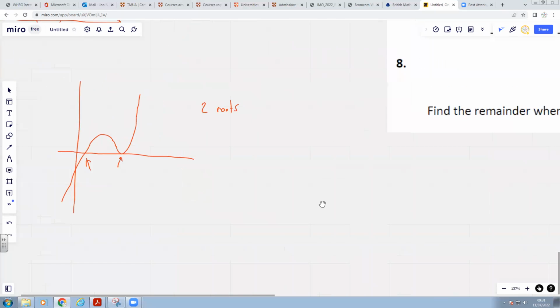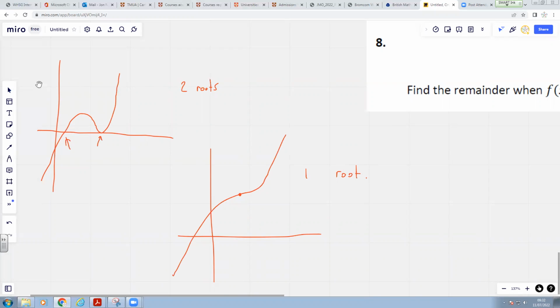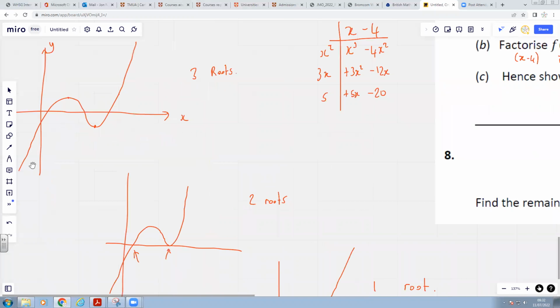And it could have one root in two different ways, really. It could have no turning points, or it could have two turning points. But it could have one root. It could do something like this, or it could do something like this. You sometimes get them just kind of kinking rather than actually generating a turning point. But this clearly has only one root. Now, what they're saying is show that your cubic only has one root. Now, algebraically, what happens in each of these cases?